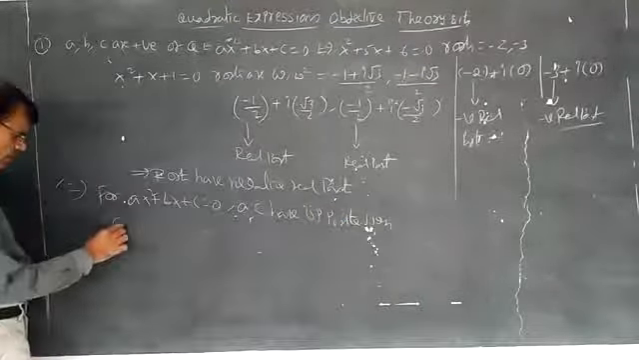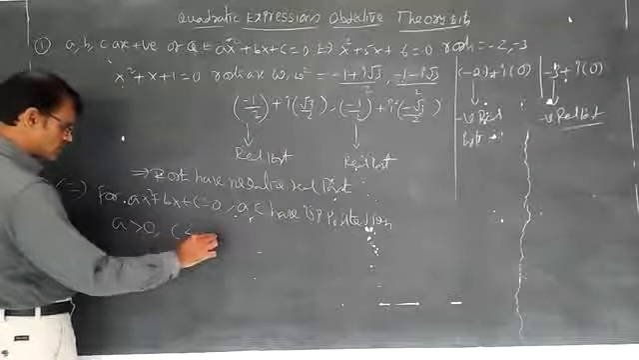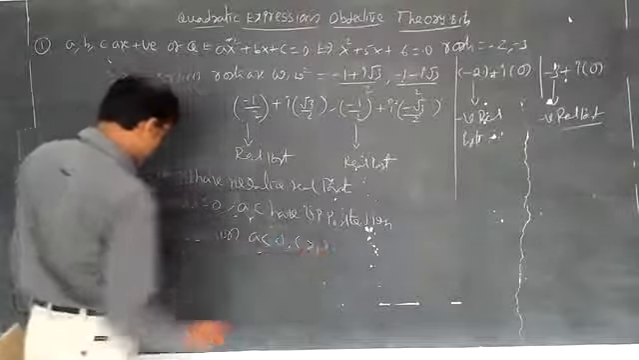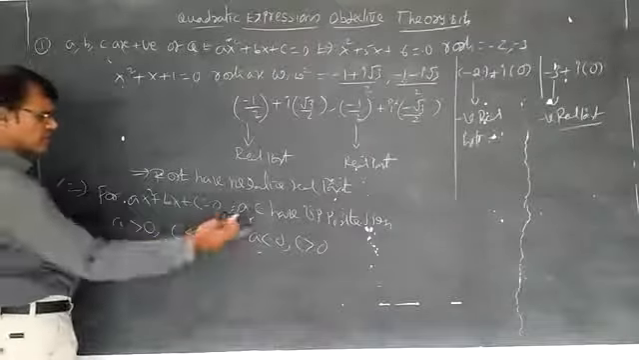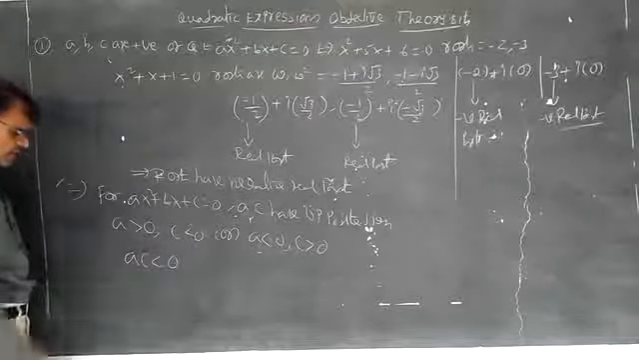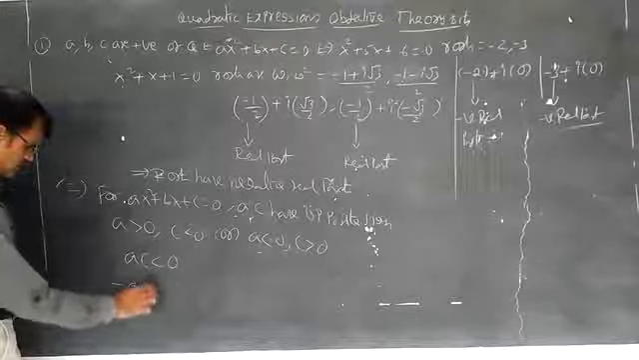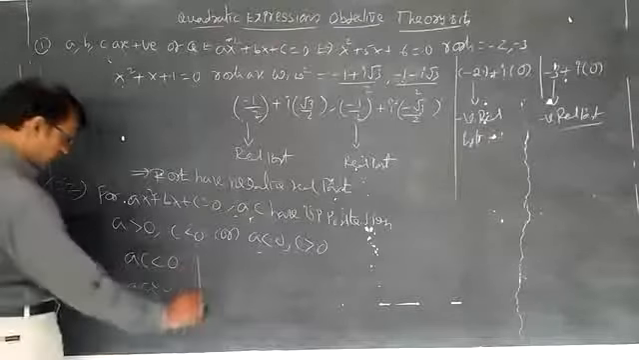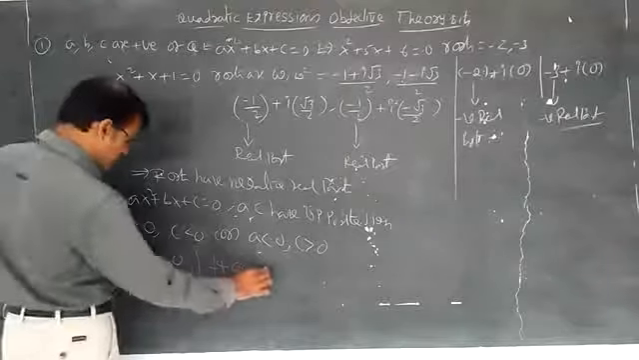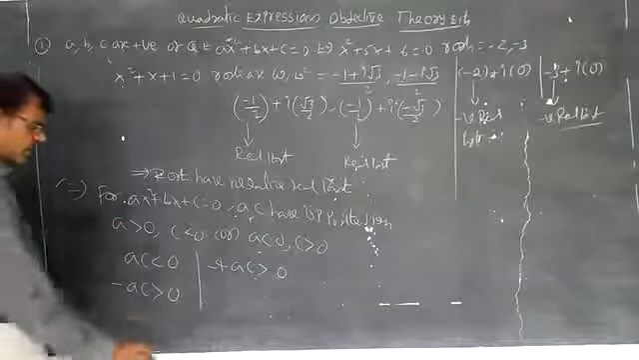Whenever a comma c have opposite sign, you can understand either a greater than 0 and c less than 0, or a less than 0 and c greater than 0. Of course, this is plus into minus or minus into plus. Now the product will be negative, so ac less than 0. Now we multiply with minus on both sides: minus ac becomes greater than 0. Again, multiply with 4: minus 4ac is also greater than 0.